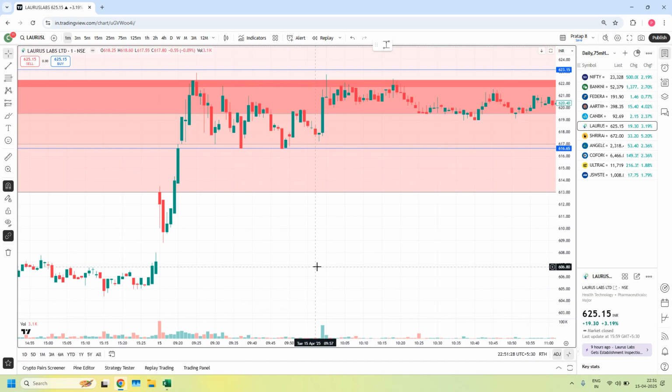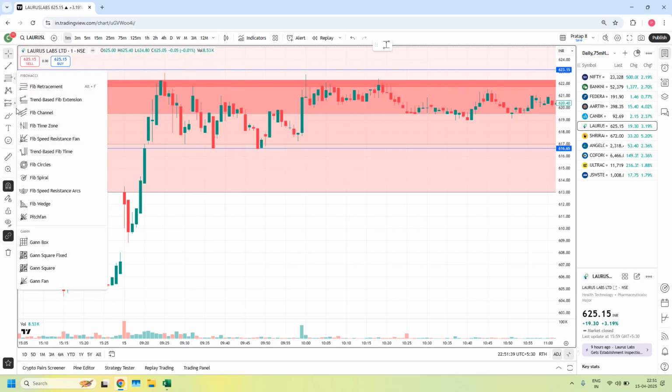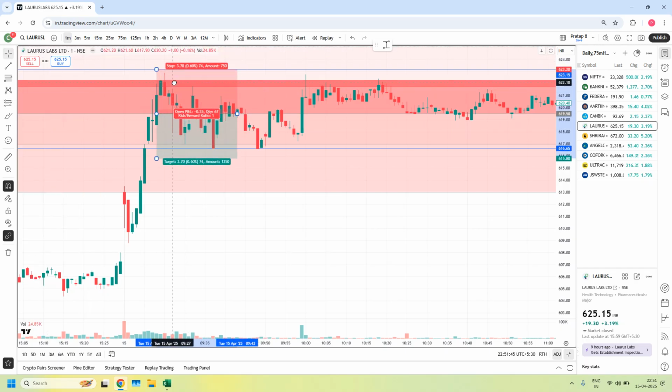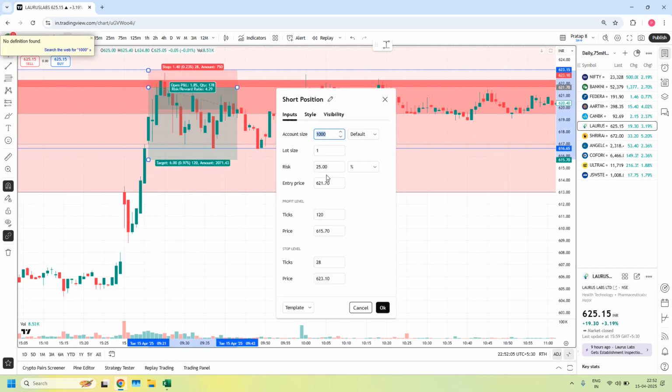From a performance point of view, I'm talking about performance point of view, 1:3 RR means somewhere here you might have booked the profit. Up to here 1:3 you will be getting. Let me show you. Short position. So this is our stop buffer, and probably your entry could have been somewhere here. What is the entry? 621.75 paisa. 621.75 paisa is your entry.